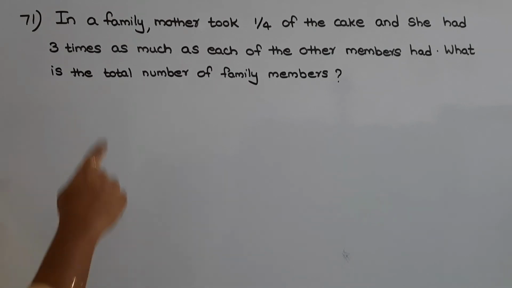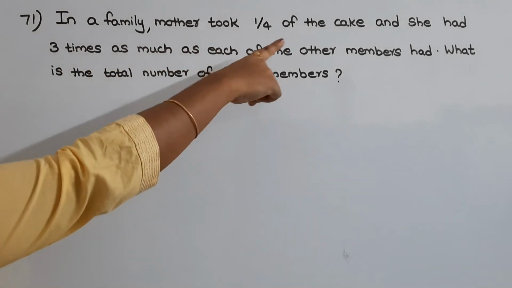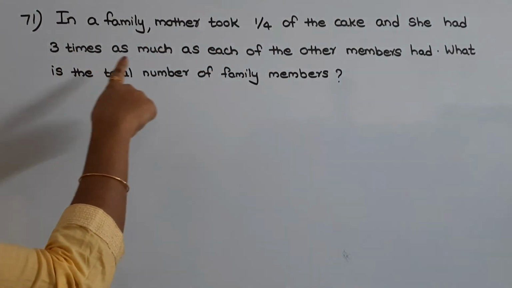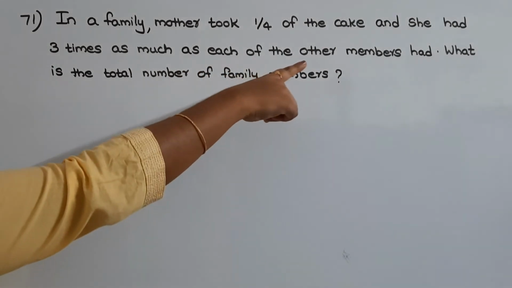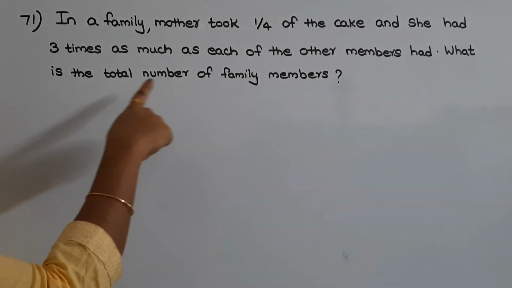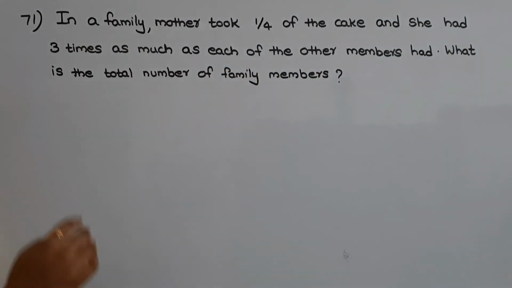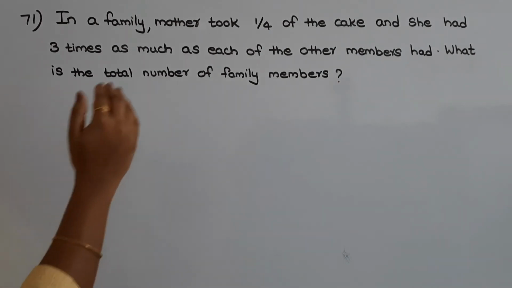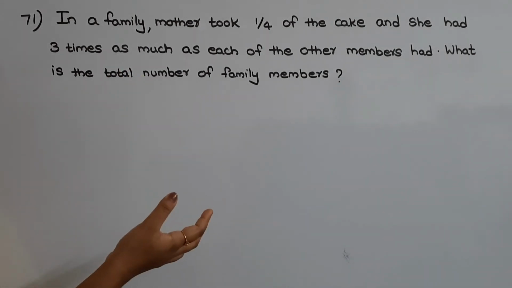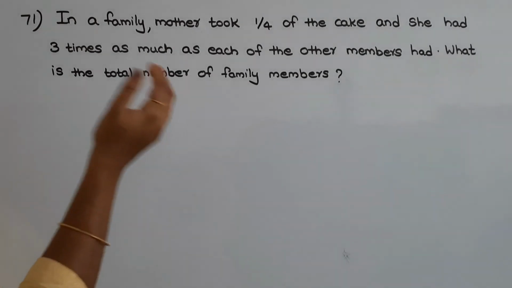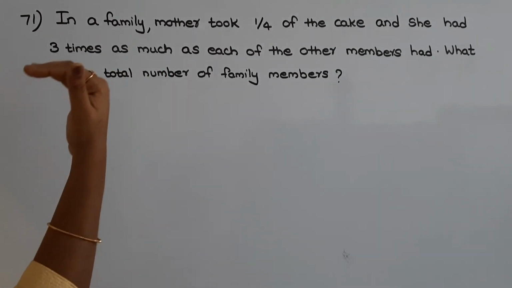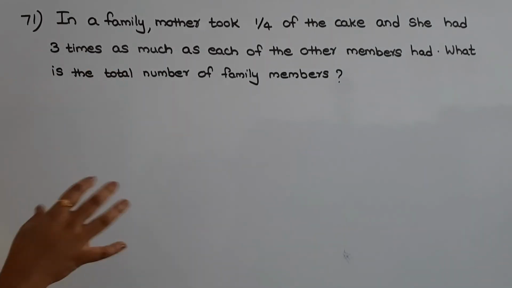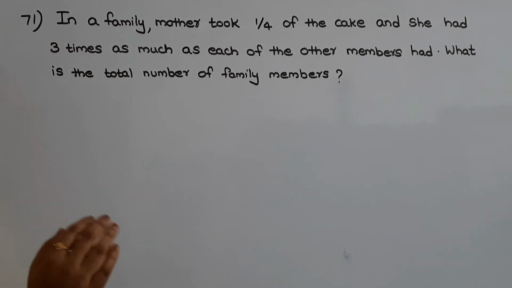The next question is, in a family, mother took 1 by 4 of the cake and she had 3 times as much as each of the other members had. What is the total number of family members? So in this question, they are telling that mother took 1 by 4th of the cake. Okay. And they are telling that she had 3 times as that of each other member had. So we need to find out the total number of members of the family.